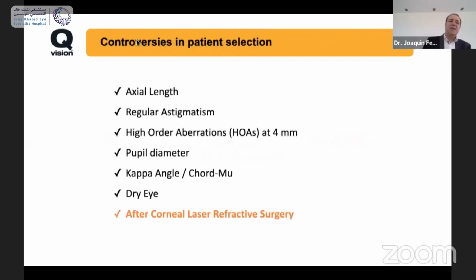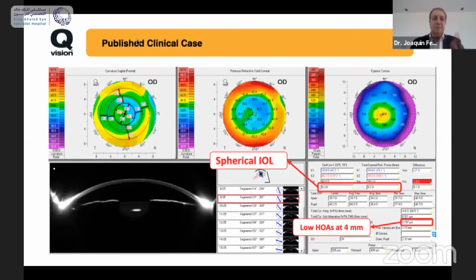And the last, what happened with the corneal laser refractive surgery? We could implant multifocal lenses in patients that have been operated by corneal laser refractive surgery. Okay, let's see a case. You can see very clearly a myopic treatment, and you can see how we don't have any astigmatism. We are going to use a spherical intraocular lens, and we can see the high order aberration at 4 millimeters is very low. It's almost 0.